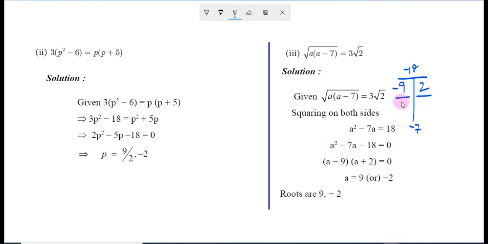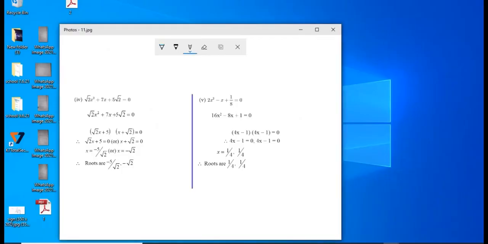Here a square, so a, therefore a minus 9 into a plus 2 equal to 0. So a minus 9 equal to 0, a equal to 9. Next a plus 2 equal to 0, a equal to 2. Therefore we get 9 comma minus 2. Here plus 2 goes to the right side, this will be minus 2. So 9 comma minus 2.